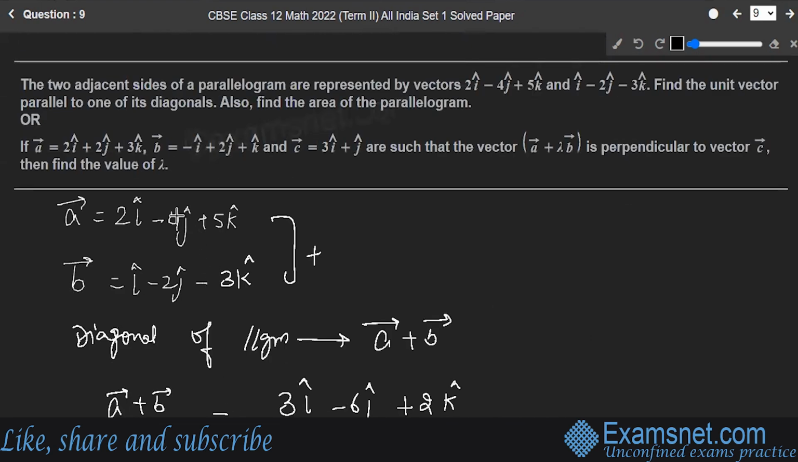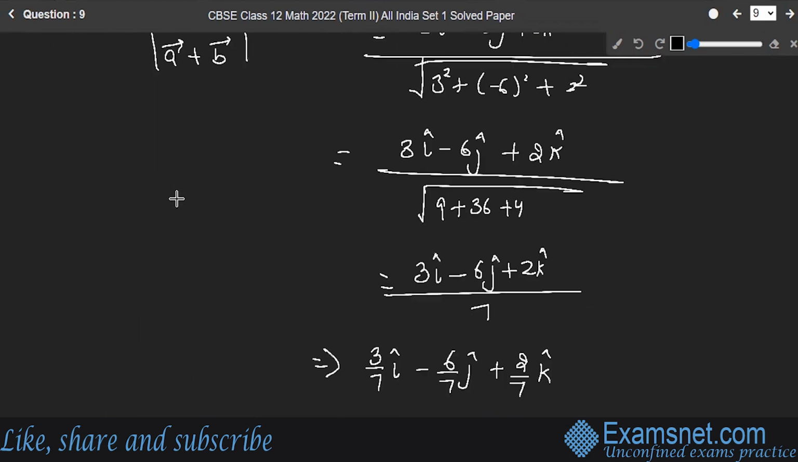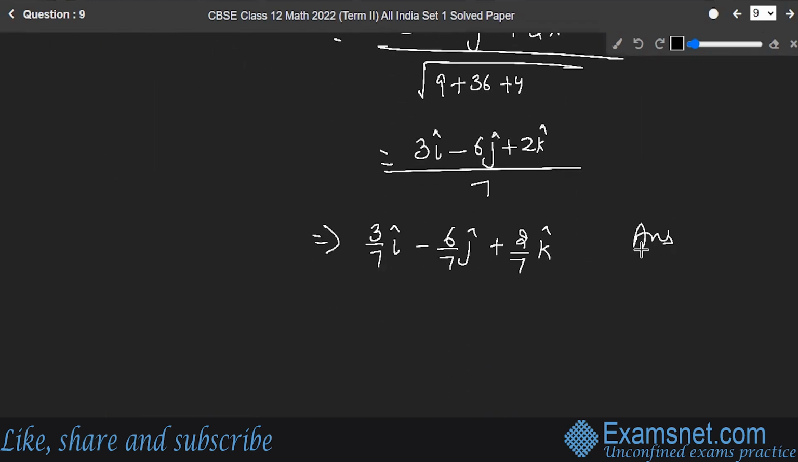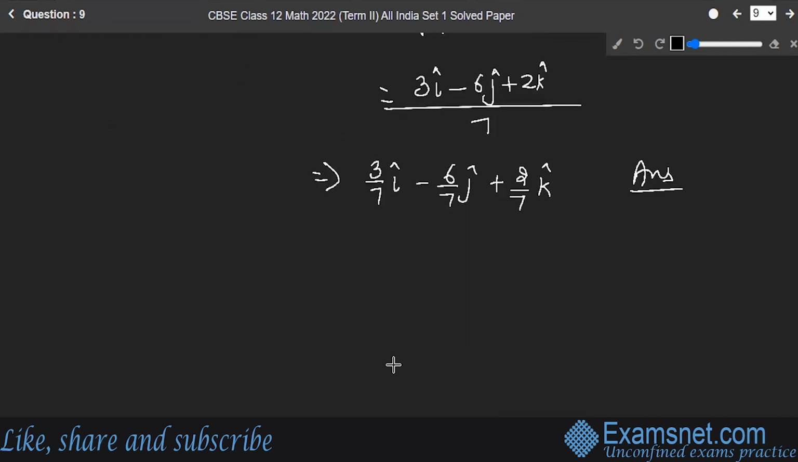What you had to find out in the question was the area of the parallelogram also. We found the unit vector parallel to one of the diagonals. Now we have to find out the area of the parallelogram also. So this is one of your answers.